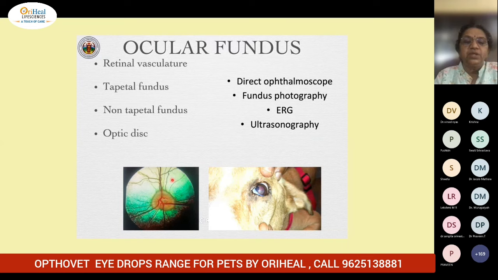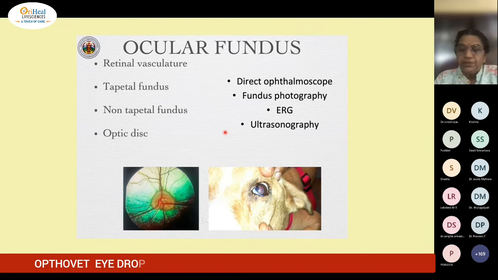You have the thick venules and thin arterioles running inside the tapetal area. The normal tapetal reflection is there. It is neither hyperreflective nor hyporeflective. So this is a normal fundus. This fundus you can examine with the help of a direct ophthalmoscope and also an indirect ophthalmoscope, and fundus photography. Then to assess the status of the retina, you need to do electroretinography and then ultrasonography. So the fundus can be examined with the help of all these equipment.